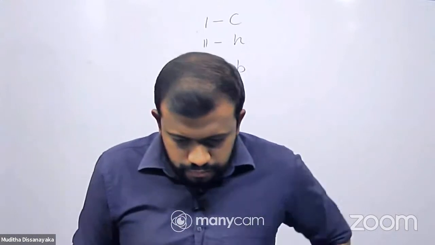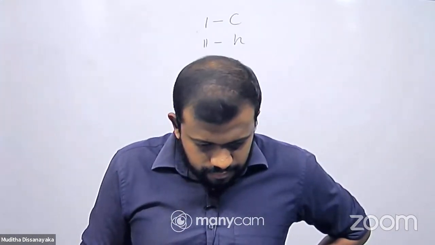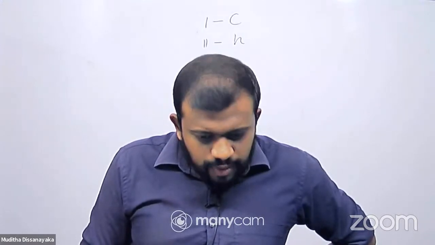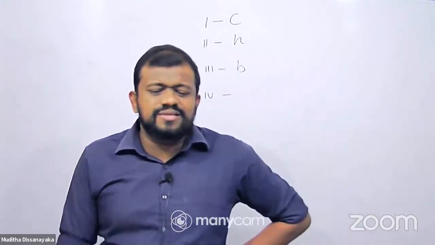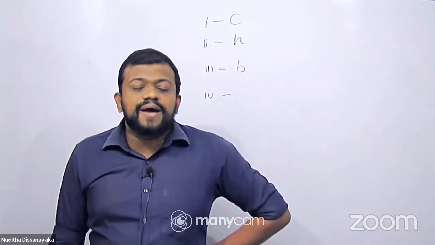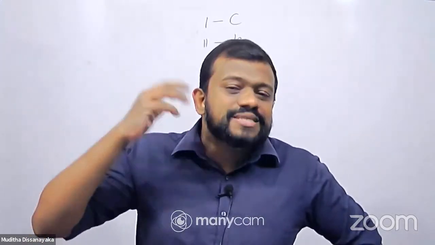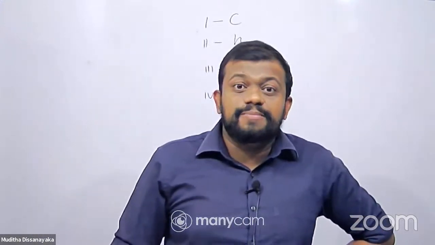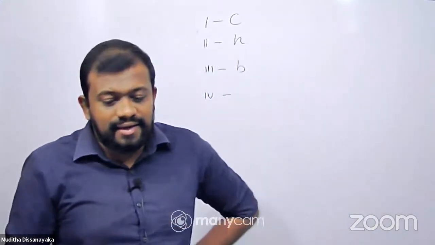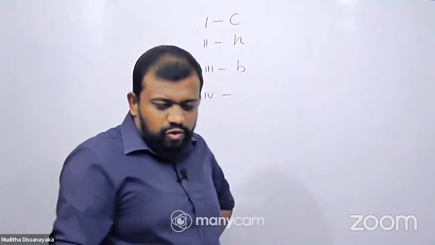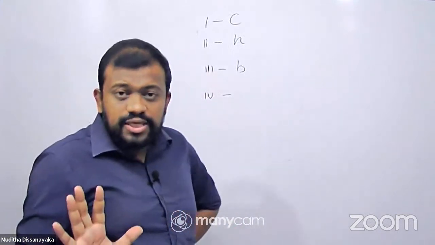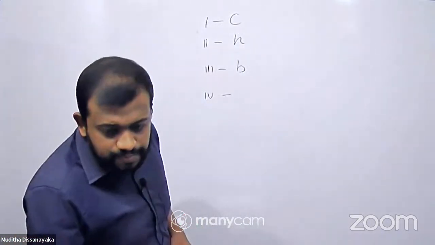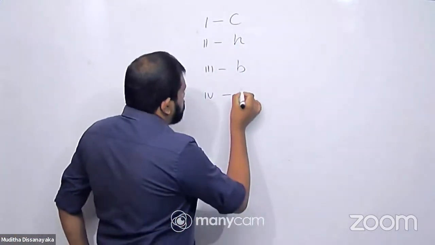Number 4. A structure which contributes to maintaining the equilibrium. This is a structure of the ear only. Semicircular canals. It's not in the eye. Semicircular canals are in the ear. The fourth one answer is G, but change that part.